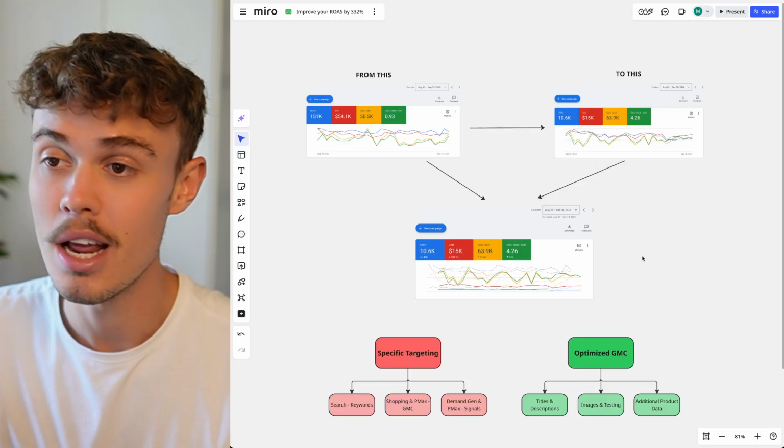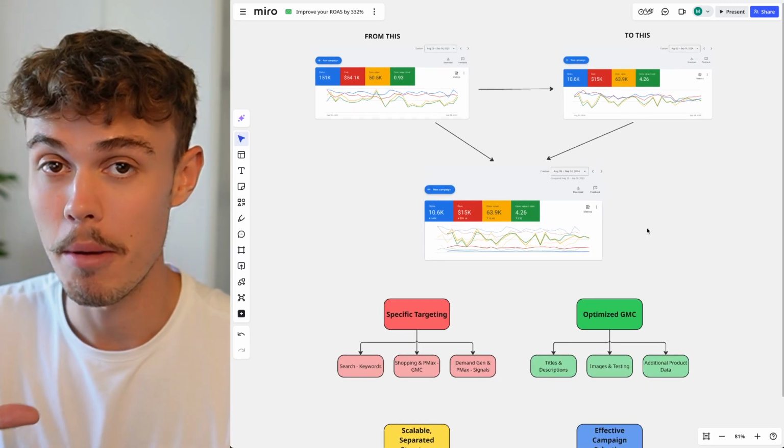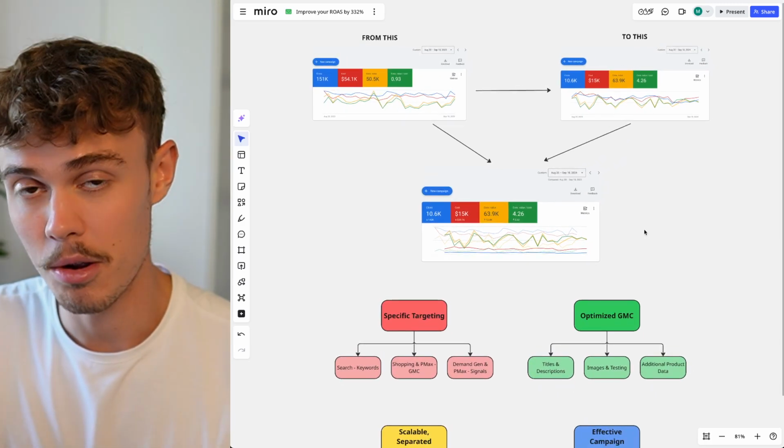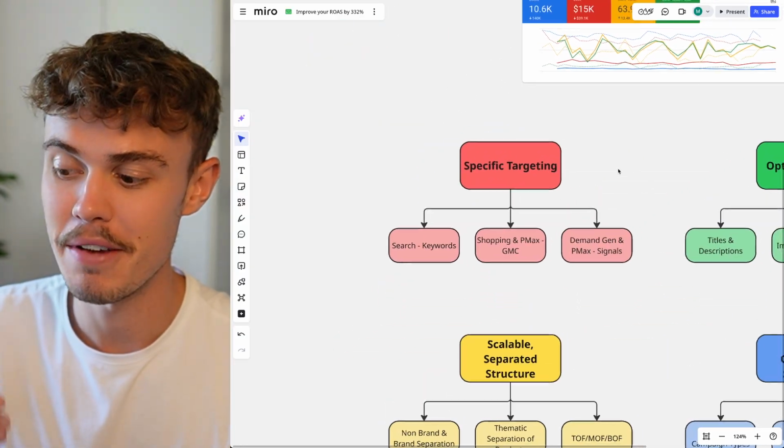It was super inefficient. And we just made sure that they increased their profit significantly on Google by making a few specific changes. And I'm going to walk you through what exactly those changes were. First of all, specific targeting.